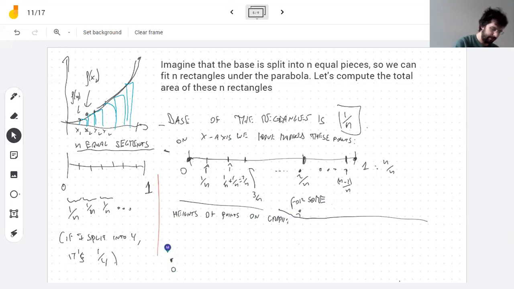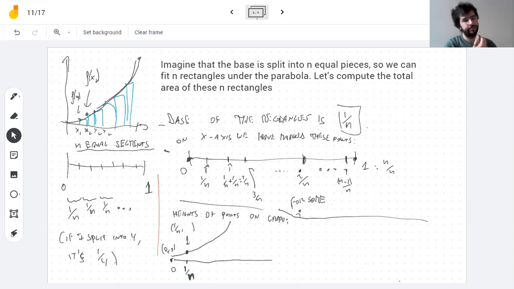The point above 0 is 0, 0. Then I have 1 over n. So here's the parabola. I said, so what is the height of the point above 1 over n? What is the y-coordinate of this point? One over n squared, thank you, Cindy. 1 over n squared.